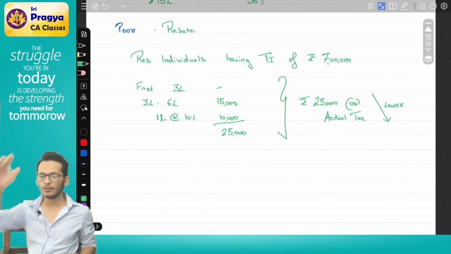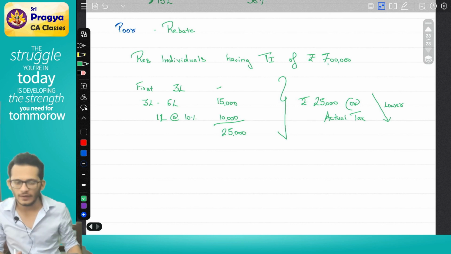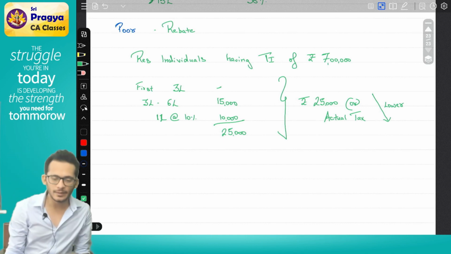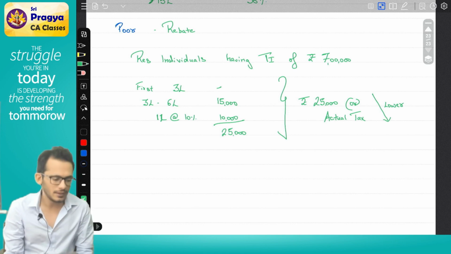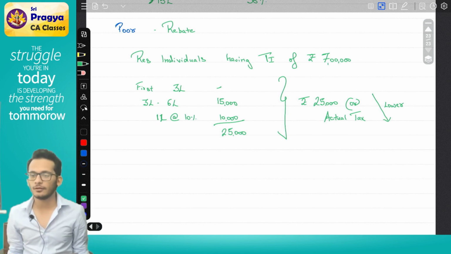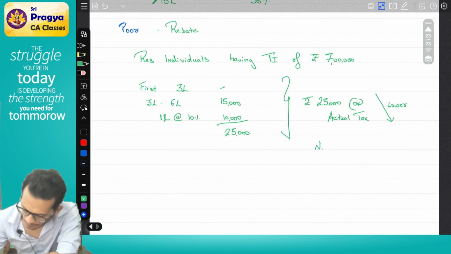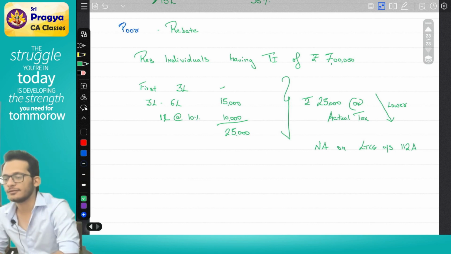So if you are in old regime, you will get a rebate if you are having an income up to 5 lakhs. If you are in new regime, you will have an income up to 7 lakhs. In old regime, rebate amount is 12,500. In new regime, it is 25,000. Yes or no? And the same logic will apply. Rebate is not eligible on LTCG under section 112A. Yes or no?